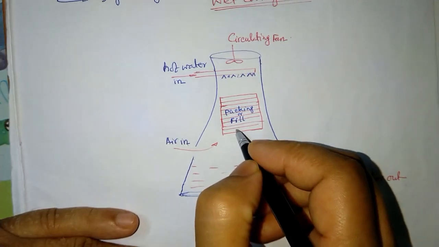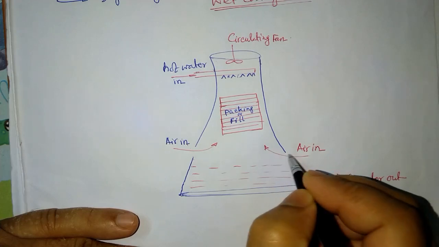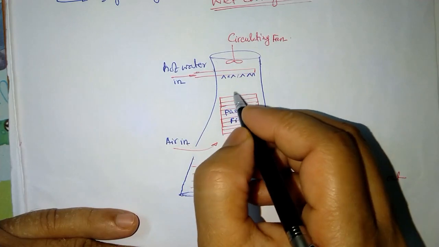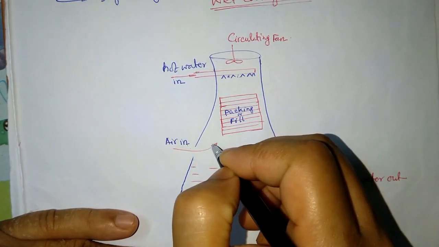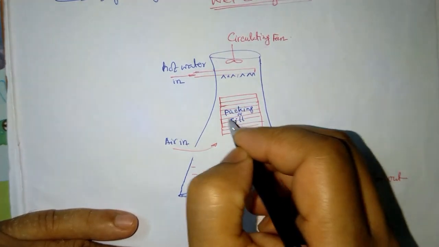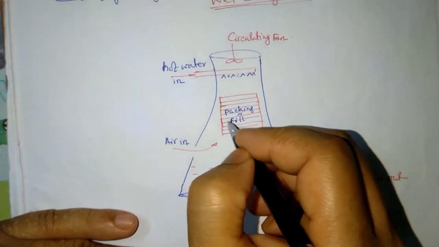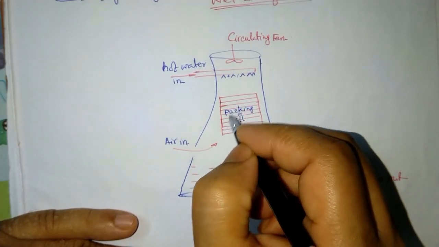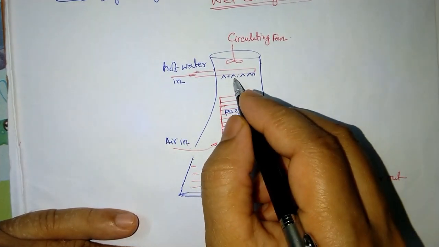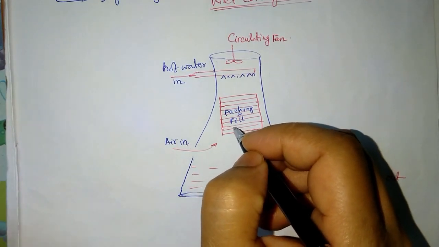Okay, this is known as packing, and from the bottom atmospheric air is coming. So the atmospheric air comes from the bottom, and from the top there is spraying of water. So there is mixing. The air as well as the water are obstructed by this packing or fill. Due to that there is more contact between the air and water particles. As a result, there is heat transfer from the water to the air.